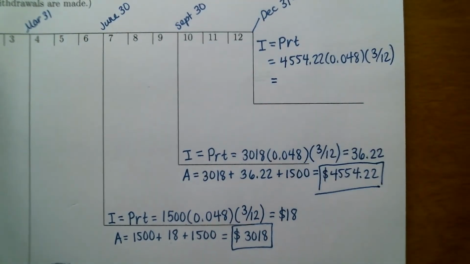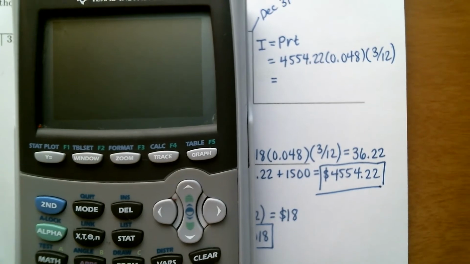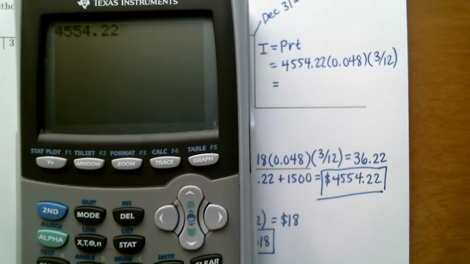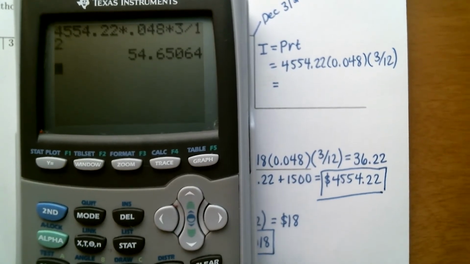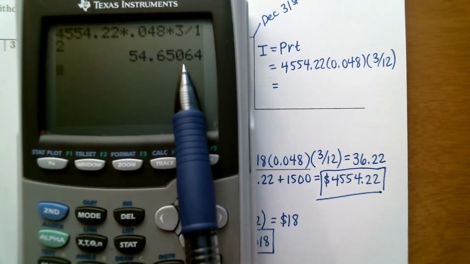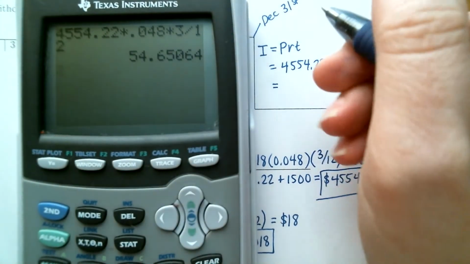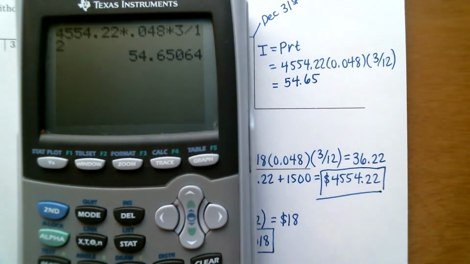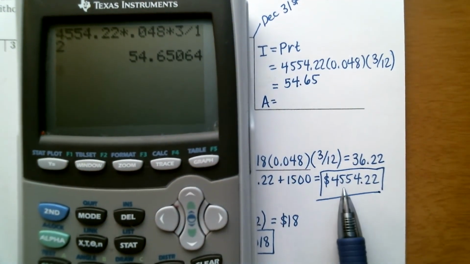So plug and chug this into your calculator. We're going to type it in: $4,554.22 times the interest rate times the time. There we go. We get this crazy number. Round appropriately. So you've got 65 cents here. Look at the number after, which is a 0. Since it's 0, you're going to keep it at 65. You won't round up to 66. So that's going to be $54.65 worth of interest.